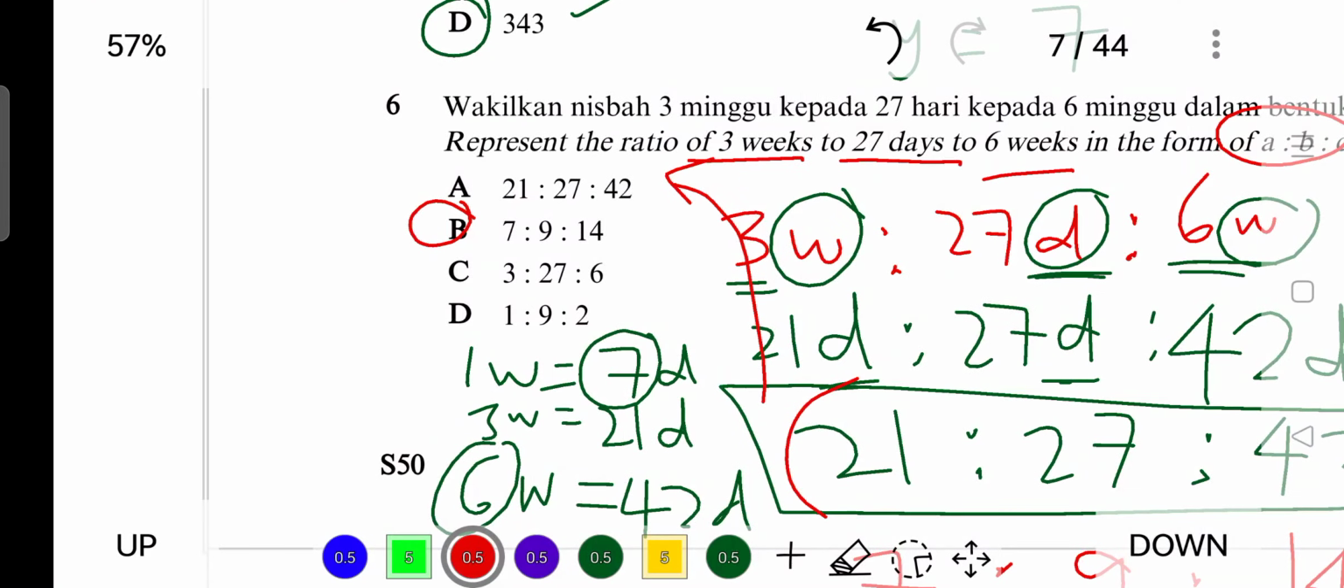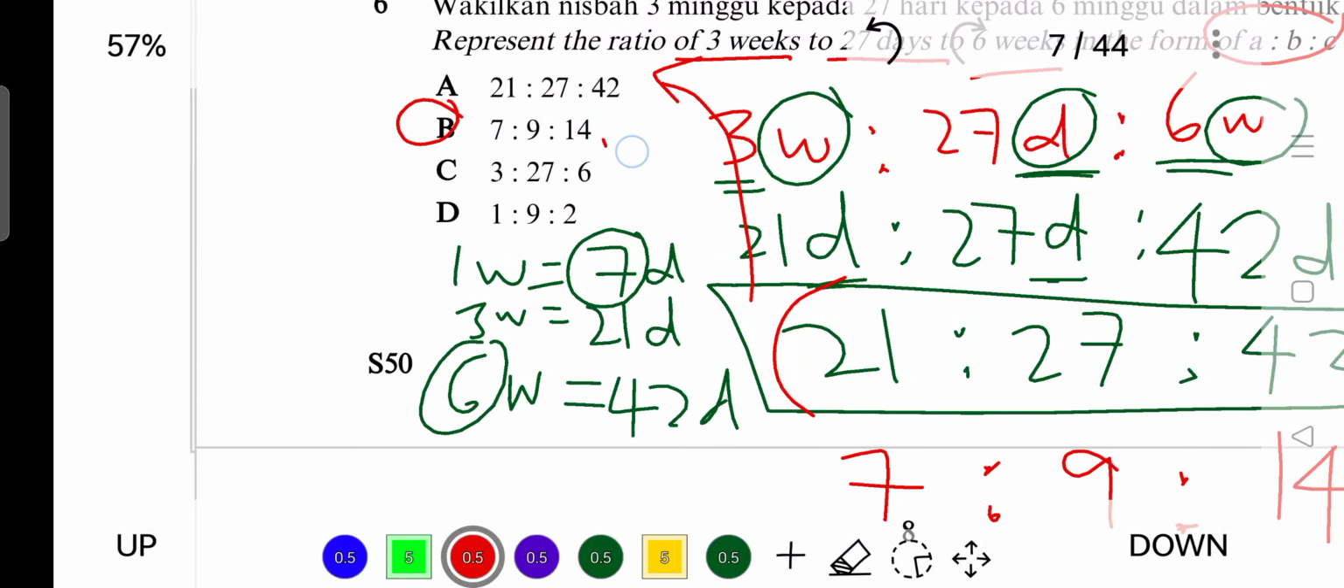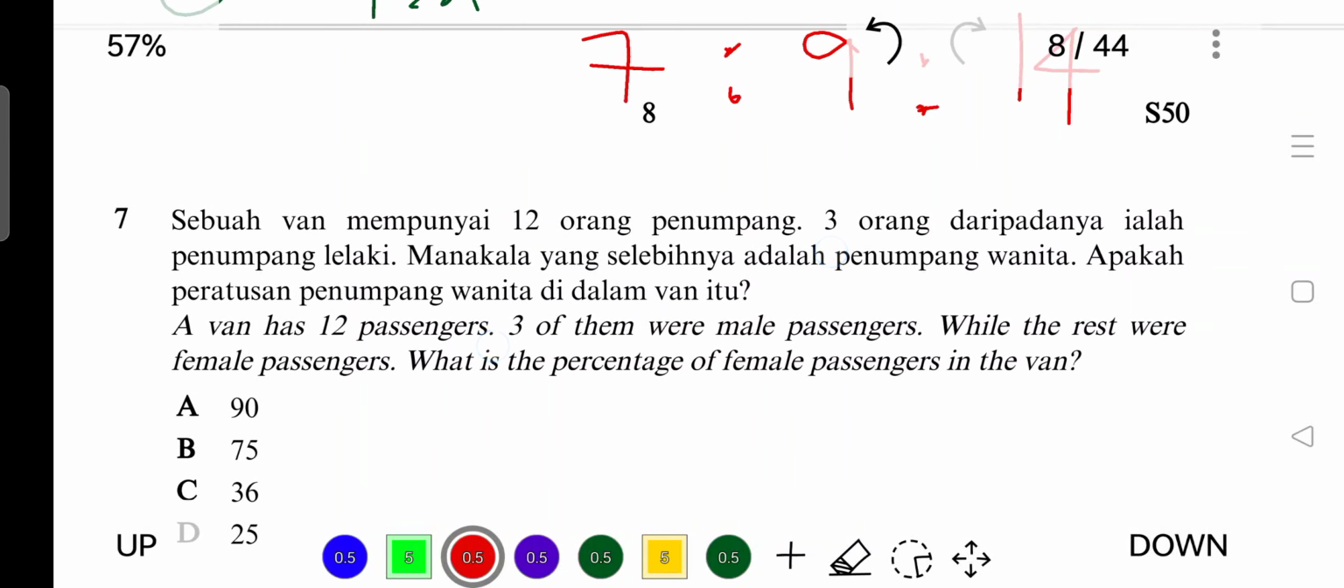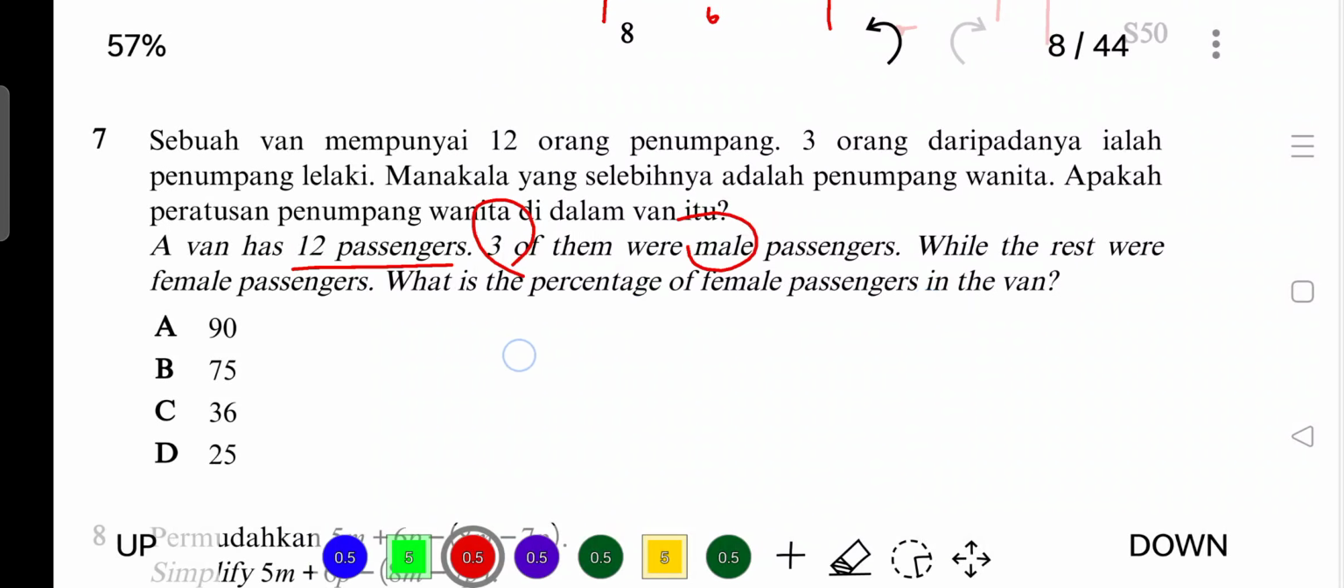Okay, so far we have done 6 questions correctly. Well done to you. Let's move to question number 7. Okay, a van has 12 passengers. Now what happened? 3 of them were male passengers. Alright, let me write that down.